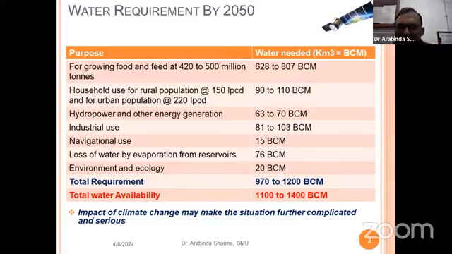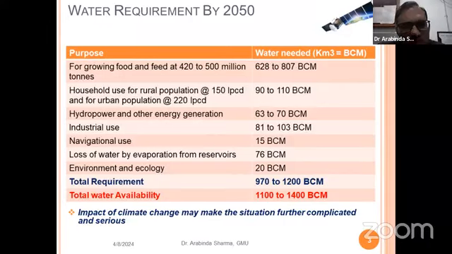But what is happening is that to maintain our growth, both economic growth and to meet the requirement of our population, we will be needing an extra amount of water, right? So what are the heads under which we will be needing that water?